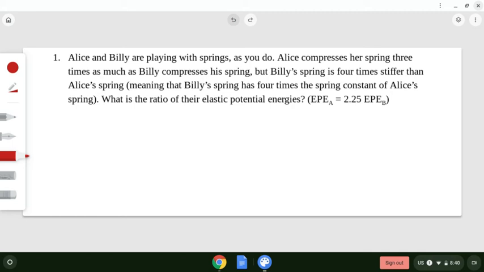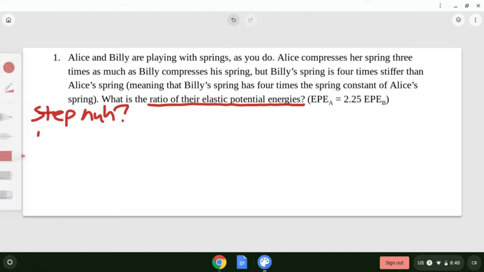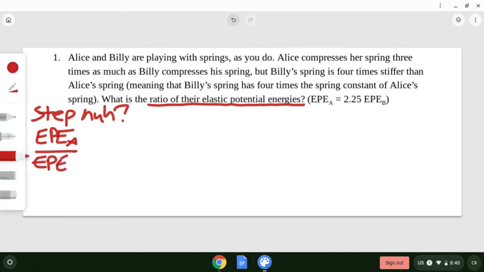But how do we get to that answer? As usual, we're going to start off with the first step: what are we looking for and what units do we expect it to have? What we're looking for is the ratio of their elastic potential energies. So really that means EPE Alice over EPE Billy equals question mark. And what units will this have? This actually isn't going to have any units. When you're taking the ratio of energy divided by energy, the units go away.